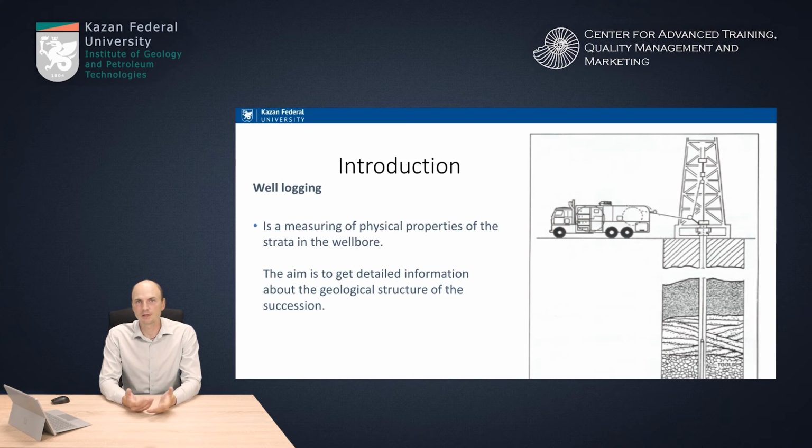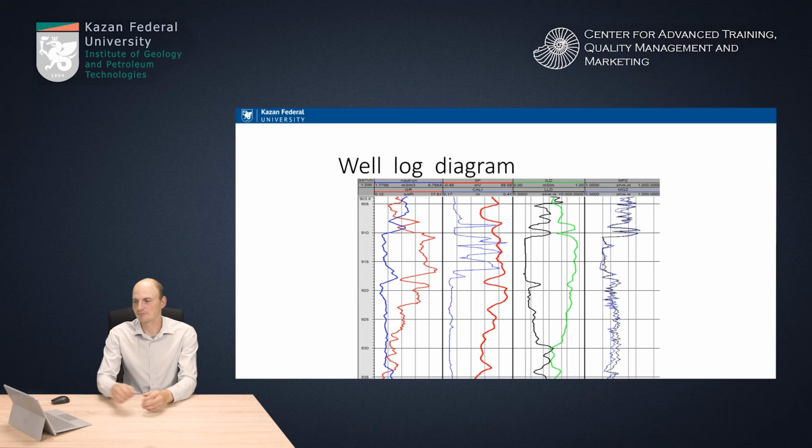So what is well logging? Well logging is the measuring of the physical properties of the strata in the wellbore. And the aim is to get detailed geological information about the geological layers, their structure, and their properties. In the end of the day, we get the well log diagram. And now let's look at how we can read this well log diagram.